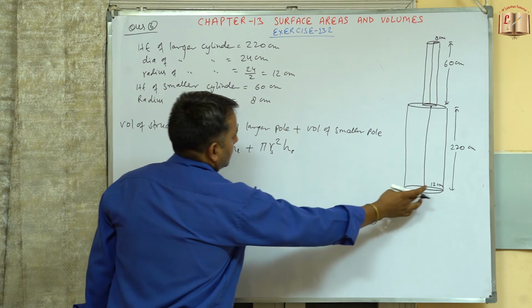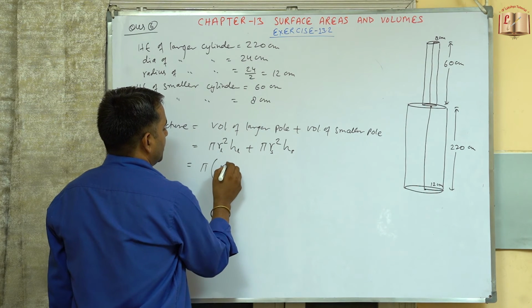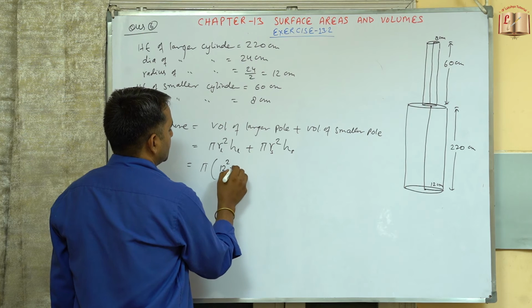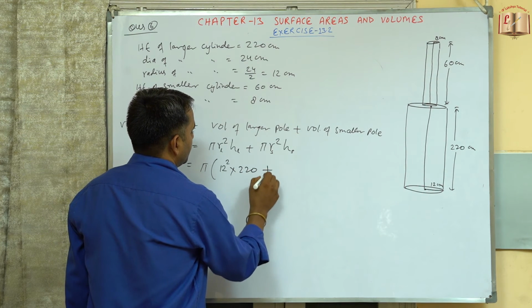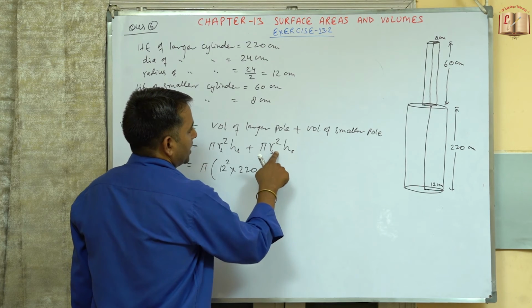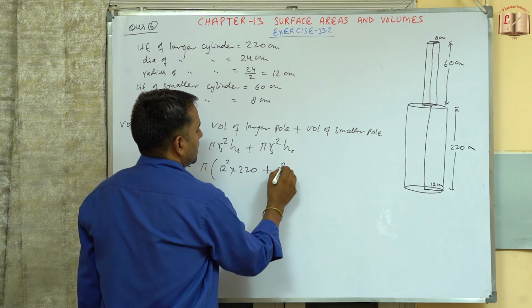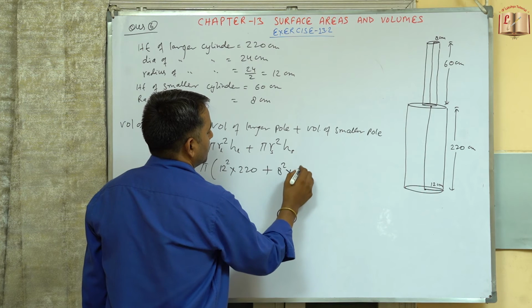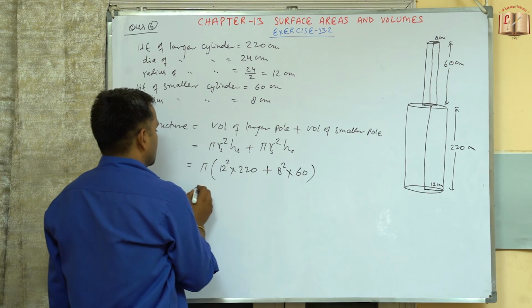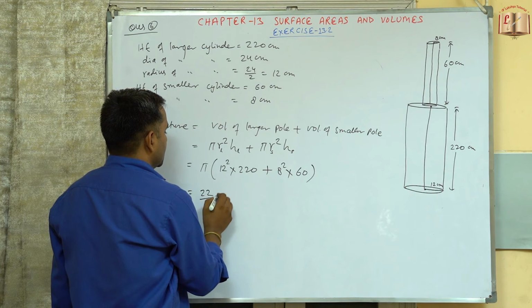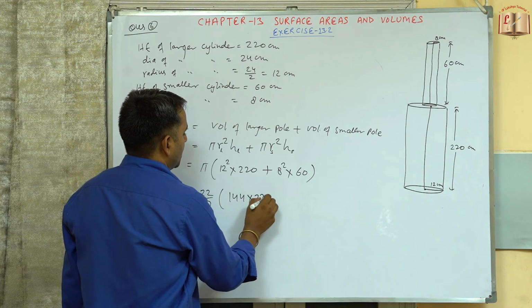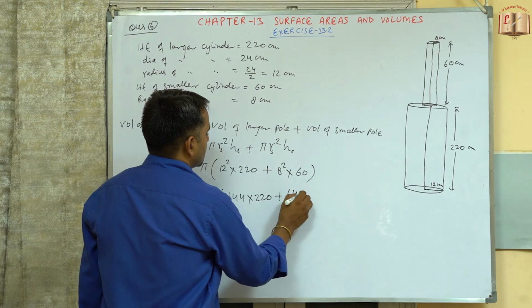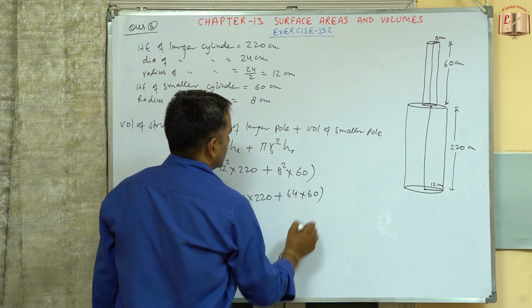for larger. Larger की radius कितना है 12. So this will be 12 square into h is 220 plus. So this will be radius of the smaller. This is 8 square into height. This is 60. So this will be 22 by 7. This will be 144 into 220 plus 64 into 60.